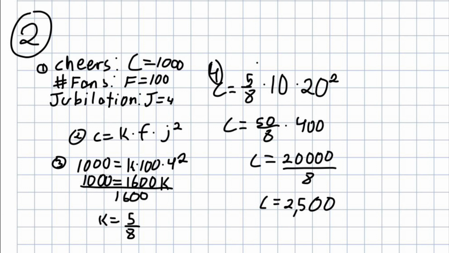Now, we have to find out the number of cheers if there were 10 fans and the jubilation factor was 20. So I plugged in all the variables that we had, and I did the work. So 5 over 8 times 10 times 20 squared. Then you get 50 over 8 times 400, which would equal c, which is c equals 20,000 over 8. And 20,000 over 8 is 2,500. So that is how you solve number 2.